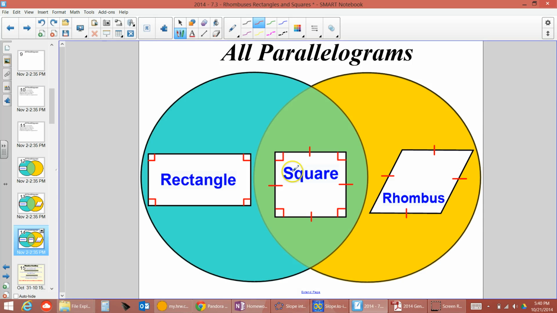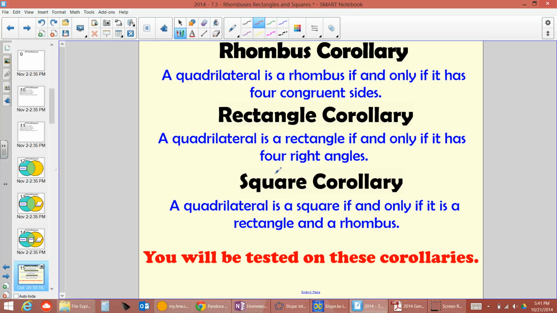Now, the square lies in the middle. All of those additional rules apply. The diagonals are equal, and they bisect, and they're perpendicular. So these are the corollaries that you need to know. A rhombus corollary: a quadrilateral is a rhombus if and only if it has four congruent sides. That's what it means to be a rhombus. Rectangle: it's if and only if it has four right angles. A square is both. It has to be a rectangle and a rhombus. If it has all sides equal and 90 degrees, that's what it means to be a square.